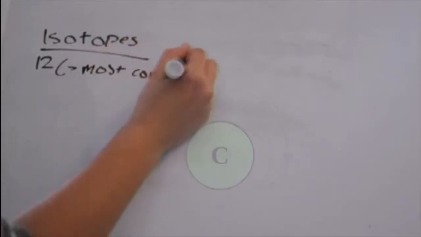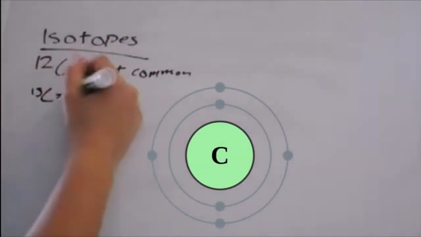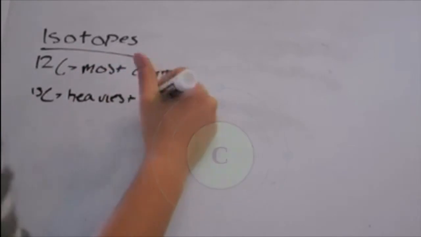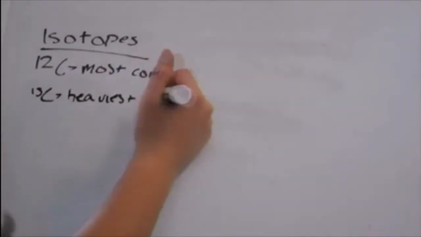Carbon has many isotopes, though its most common is carbon-12, which contains 6 neutrons in addition to its 6 protons. The next heaviest carbon isotope, carbon-13, has 7 neutrons.